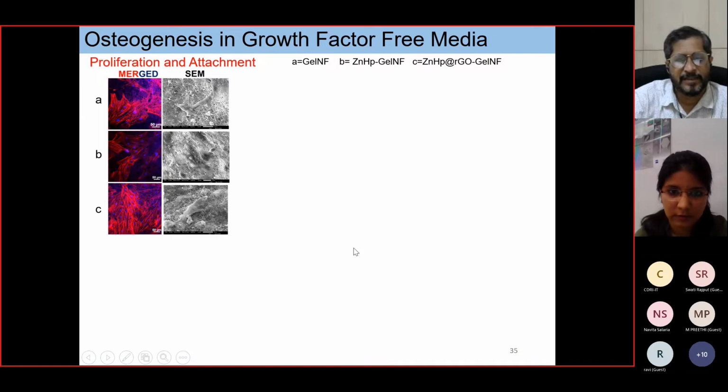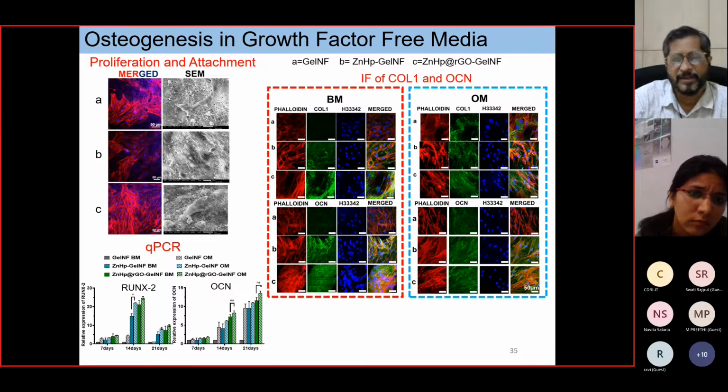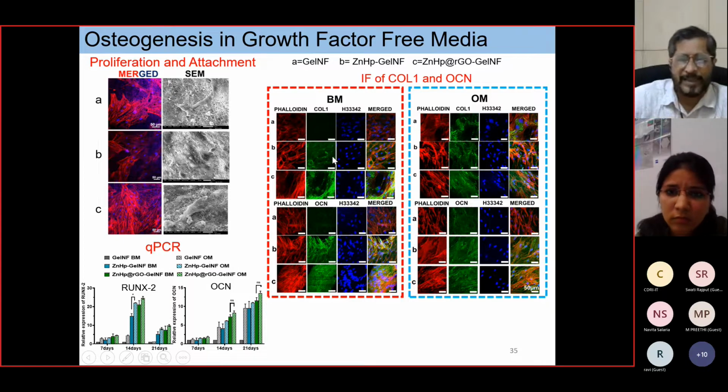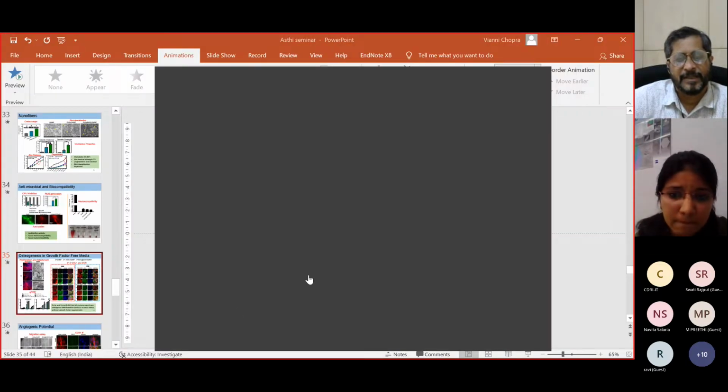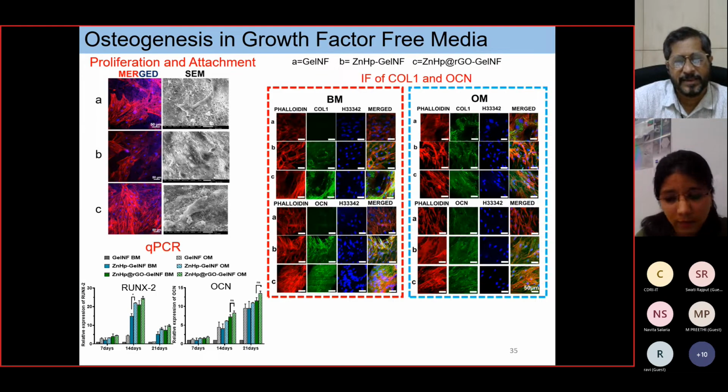Here, when you say that you have done these, for example, take the first left-hand panel, how did you induce, or maybe when you are showing immunofluorescence of collagen and osteocalcin on the right-hand side. So by growth factor free, do you mean that it doesn't have any ascorbate and beta glycerophosphate? That it is devoid of those two compounds? Yes, sir.